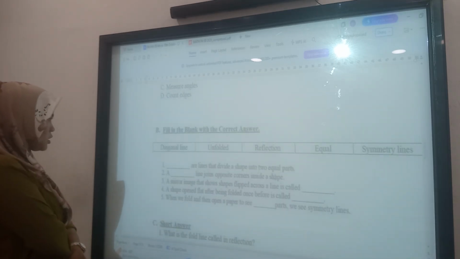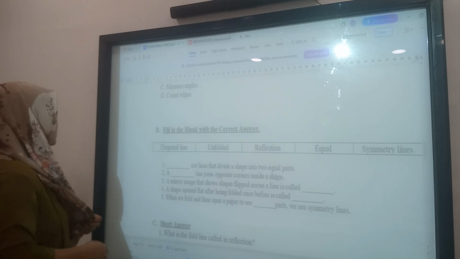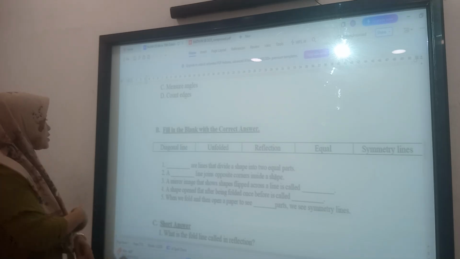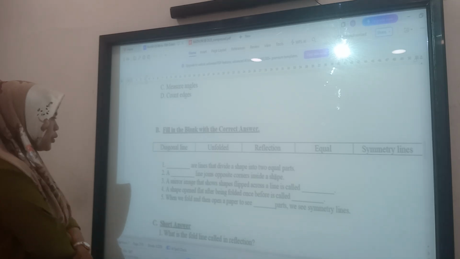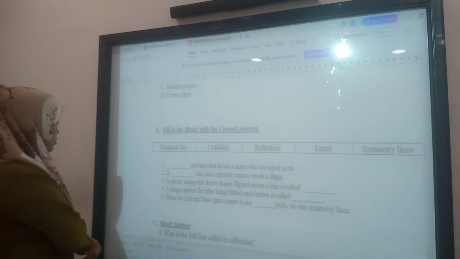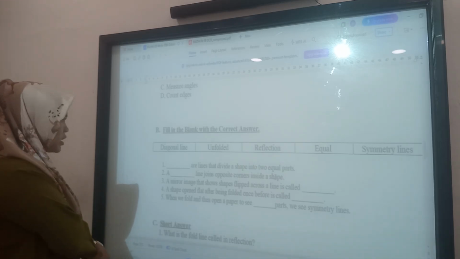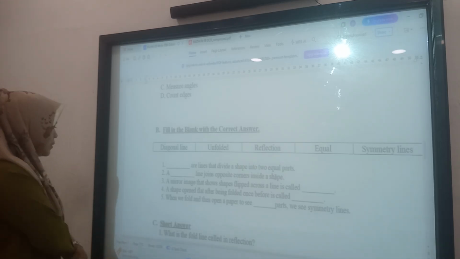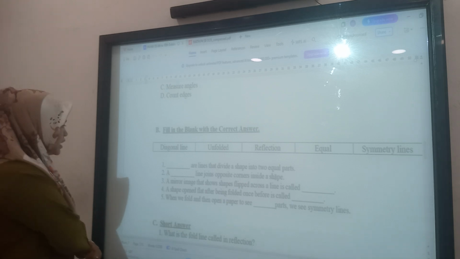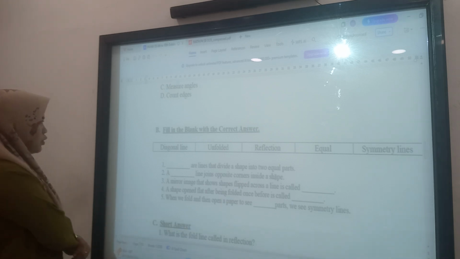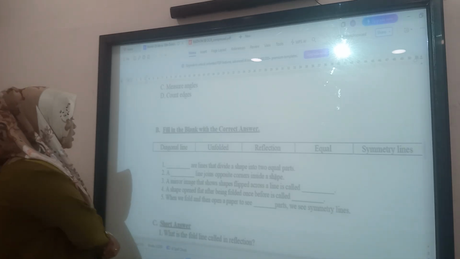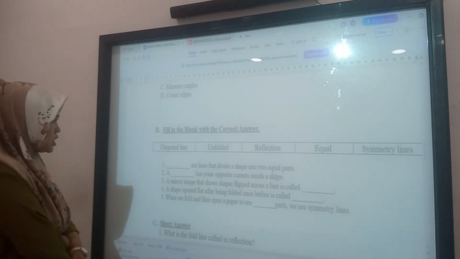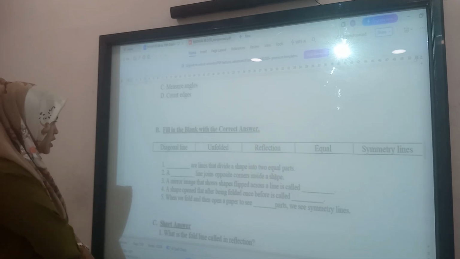Number 1. Symmetric lines are lines that divide a shape into two equal parts. Number 2. Diagonal lines join opposite corners inside a shape. Number 3. A mirror image that shows a shape flipped across a line is called reflection. Number 4. A shape often flat after being folded once before is called unfold. When we fold and then open a paper to see equal parts, we see symmetry lines.